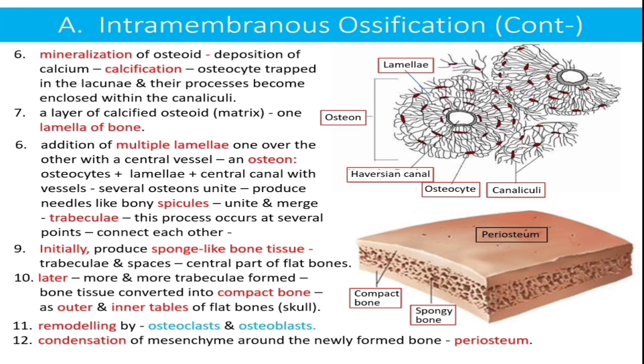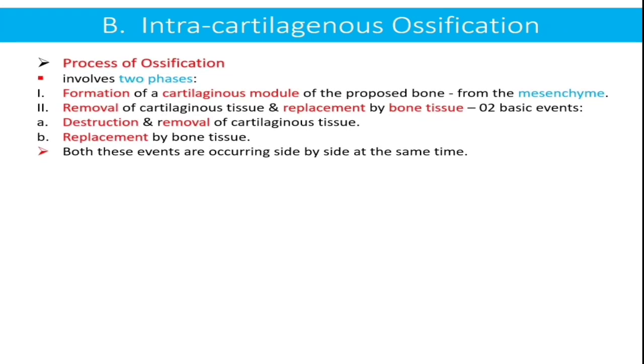Remodeling of the bone takes place with the help of osteoclasts and osteoblasts. At the same time, condensation of mesenchyme around the newly formed bone becomes the periosteum. Second method is intracartilaginous method of ossification.